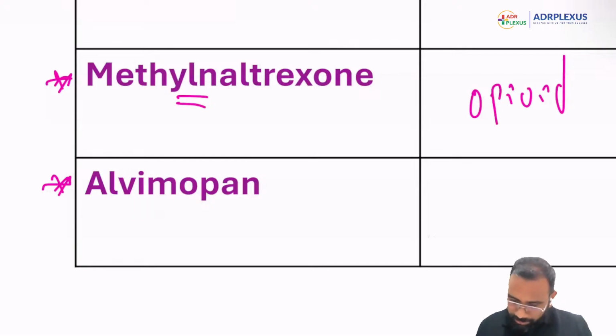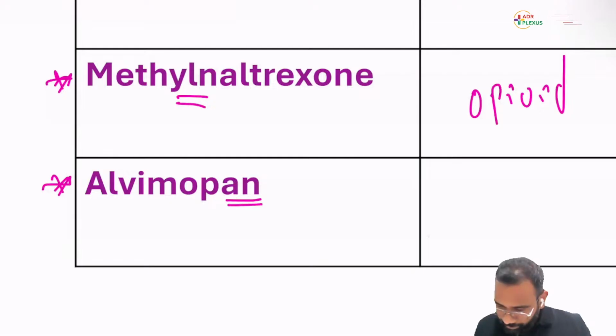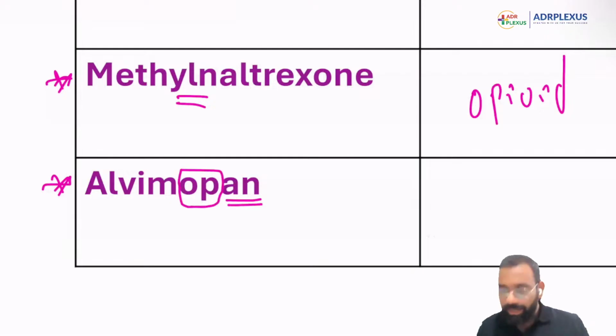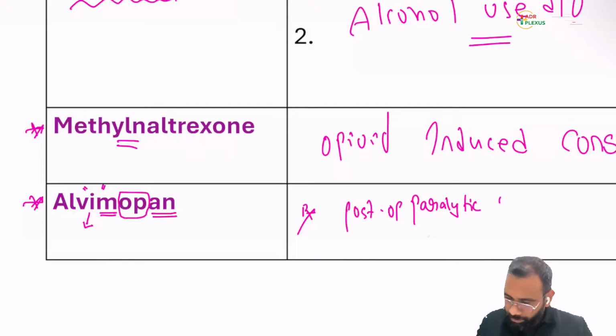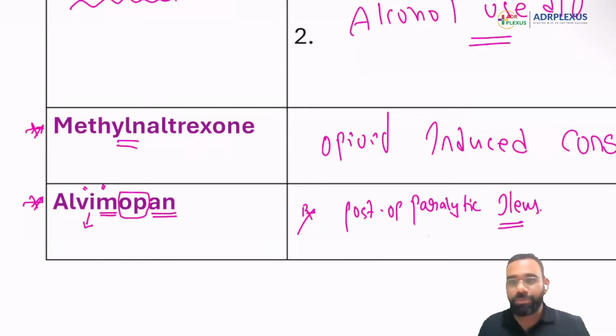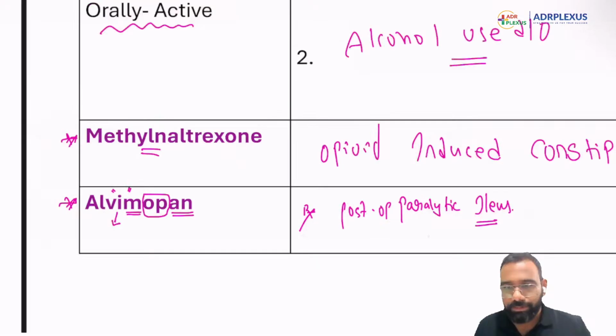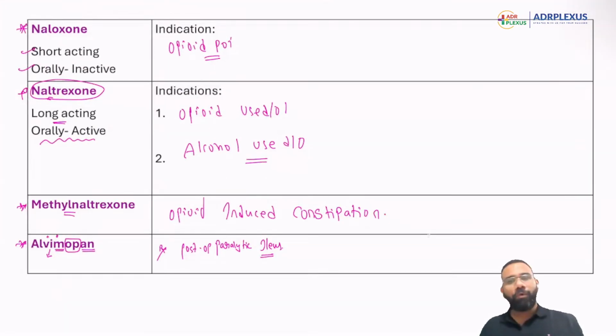Next, alvimopan. This I have already told you. If you can remember, it is an opioid antagonist. It is a mu opioid antagonist useful in the treatment of ileus. It is used in the treatment of post-operative paralytic ileus. That's all about this opioid antagonist.